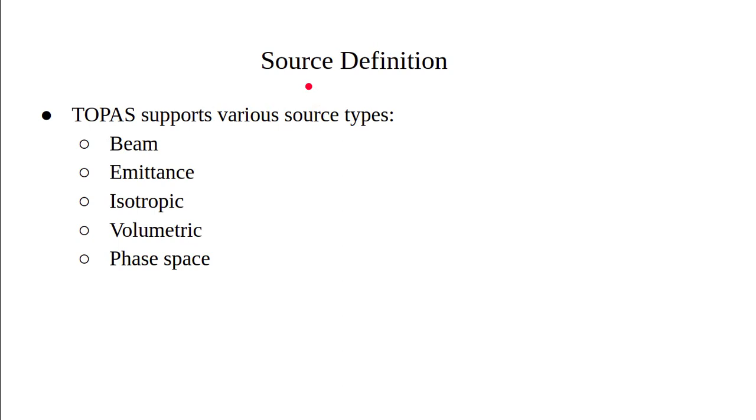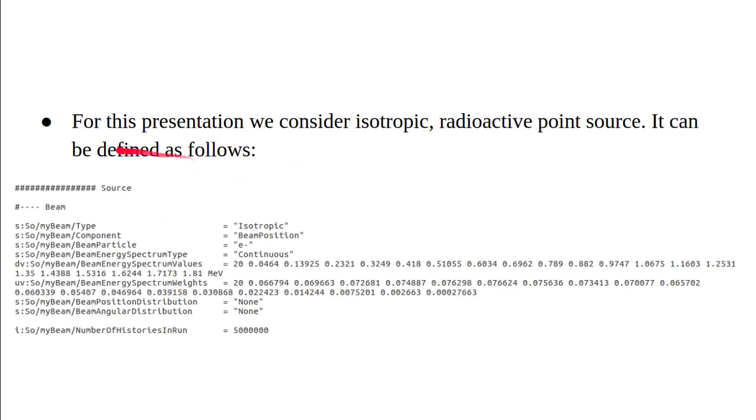Now comes the source definition. TOPAS supports various types of sources, that is beam, emittance, isotropic, volumetric, and phase-space source. For this simulation, we are going to use the beam source. Let's see how we define it for this example. For this presentation, we consider an isotropic point source, a radioactive point source. It can be defined as follows.